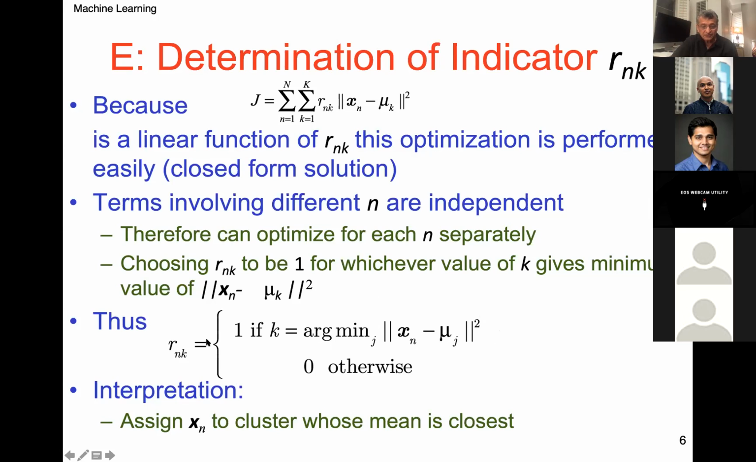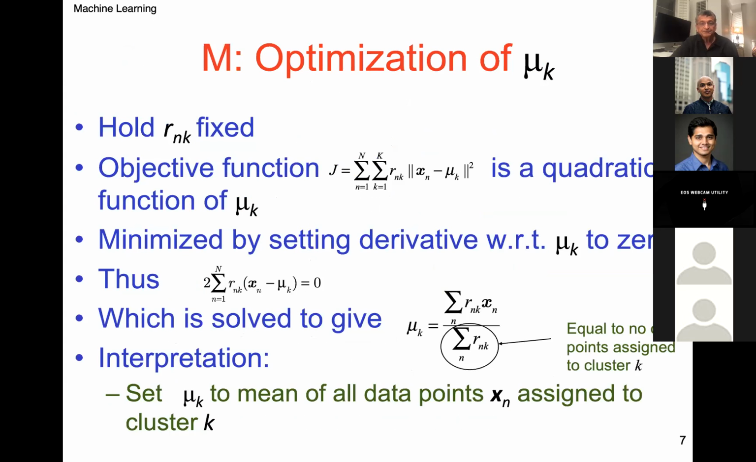And so R and K is equal to 1, and that picks up the value of J here, min over all of them. And that is the value of K, and then 0 otherwise. So it becomes 1 or 0. Anyway, all of this is a complicated way of saying the same thing: assign the point to the closest mean. Optimization of mu K, the M step, the second step, is to hold R and K fixed.